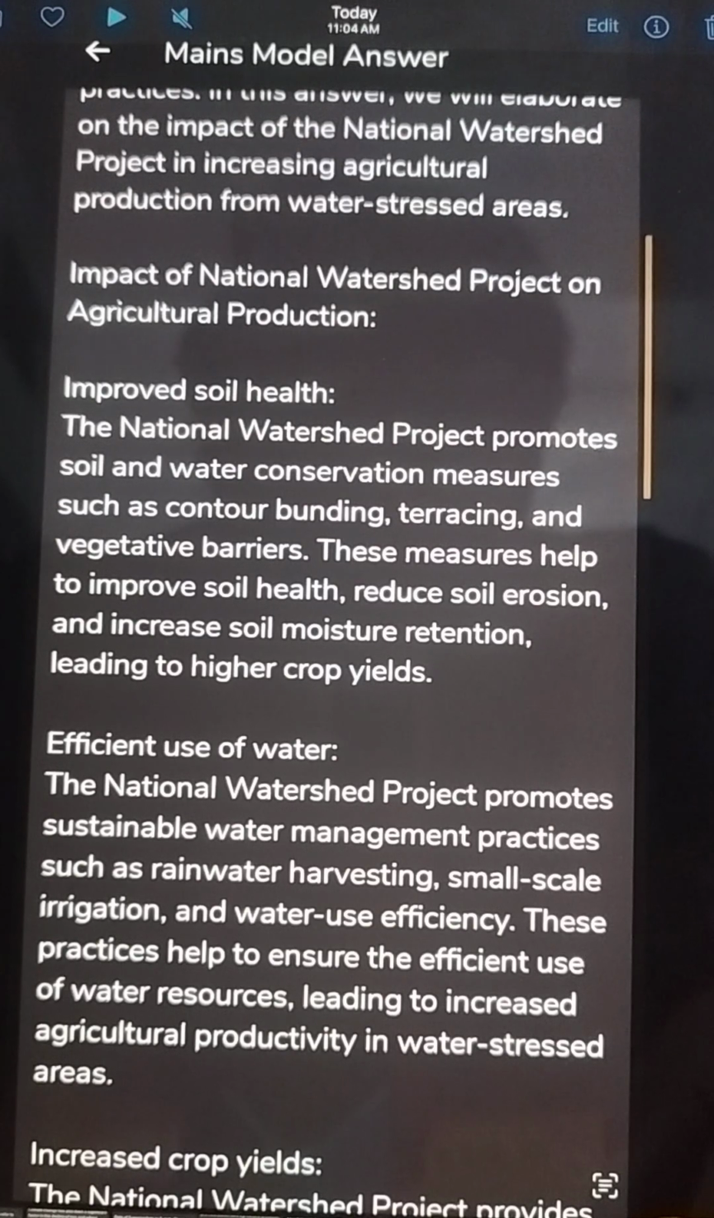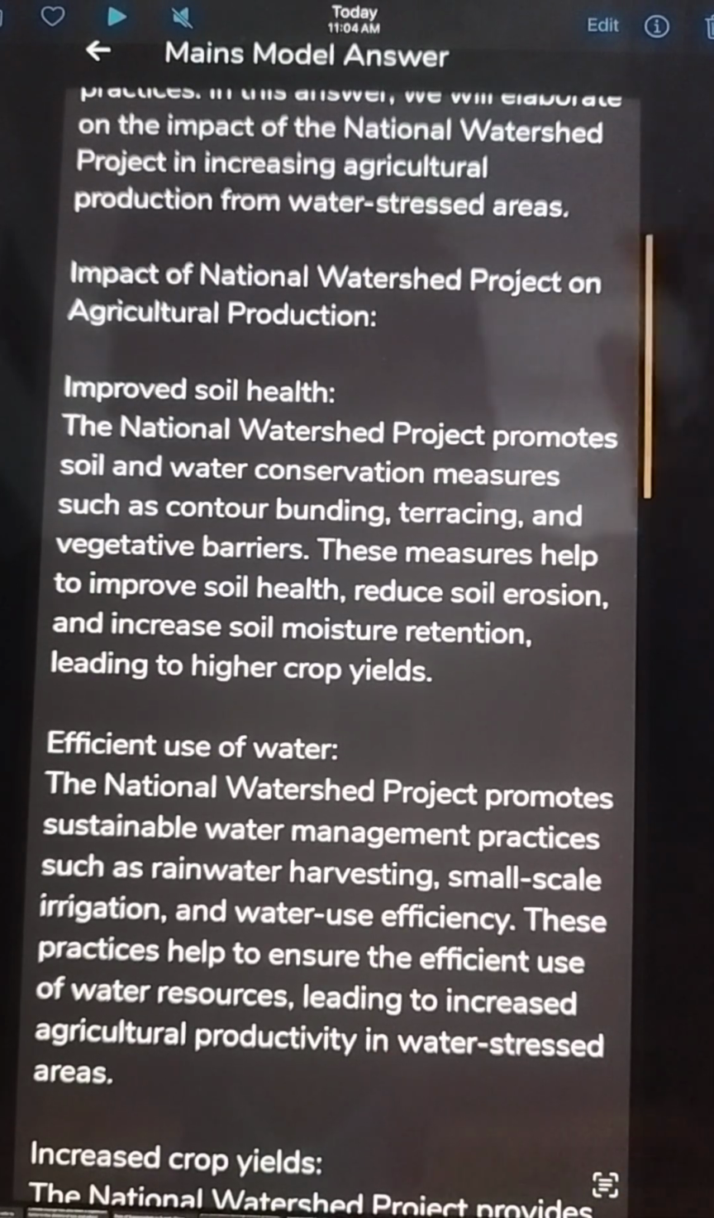The National Watershed Project promotes soil and water conservation measures such as contour bunding, terracing, and vegetative barriers. These measures help to improve the soil health, reduce soil erosion, and increase soil moisture retention, leading to higher crop yields. Then efficient use of water. The National Watershed Project promotes sustainable water management practices such as rainwater harvesting, small-scale irrigation, and water use efficiency. These practices help to ensure the efficient use of water resources, leading to increased agriculture productivity in the water-stressed areas.